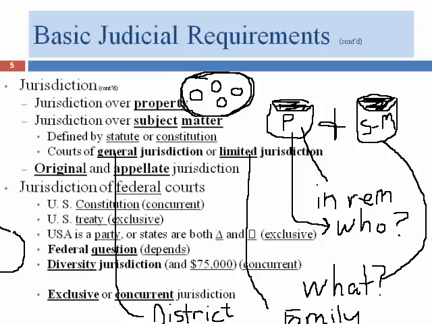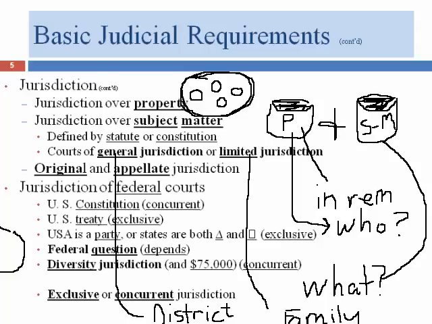As you may have noticed, there are some state limited jurisdictional courts and there are some federal limited jurisdictional courts. For example, in the federal court system, there are tax courts. Those are courts of limited jurisdiction. There are bankruptcy courts. Those are courts of limited jurisdiction. There are international trade courts. Those are courts of limited jurisdiction. So you have limited jurisdiction both in the federal system and the state system.